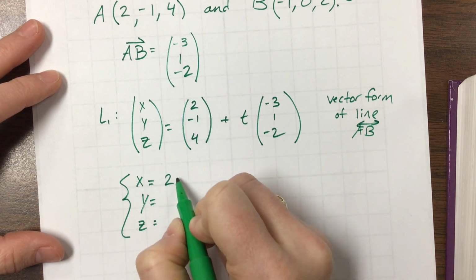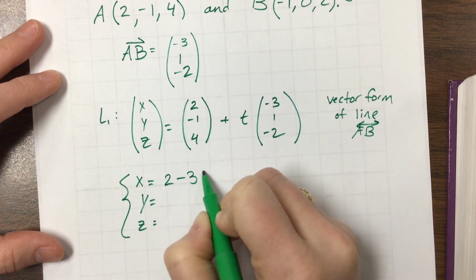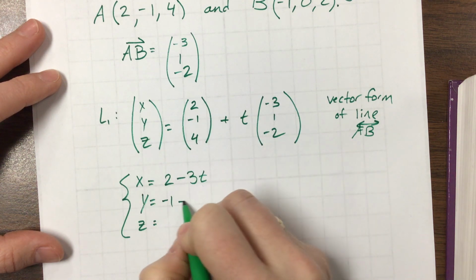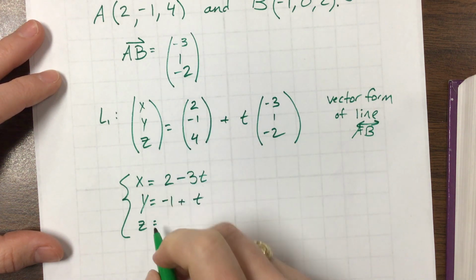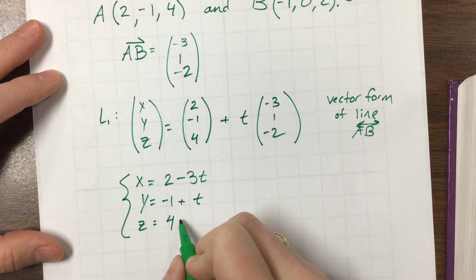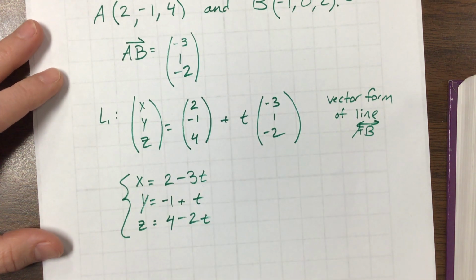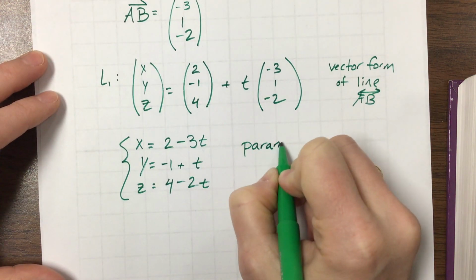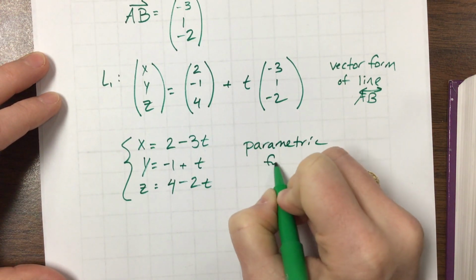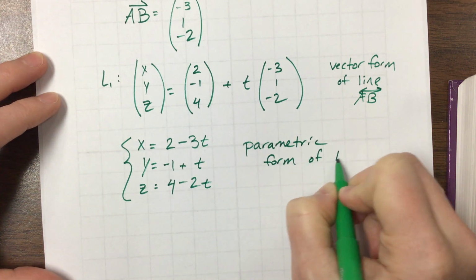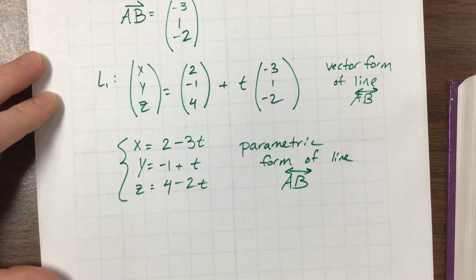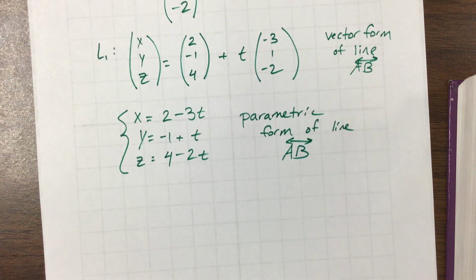So x is equal to 2 minus 3t. And then the y value is equal to negative 1 plus 1t. And the z value is 4 minus 2t. And that is what we call the parametric form of line AB.